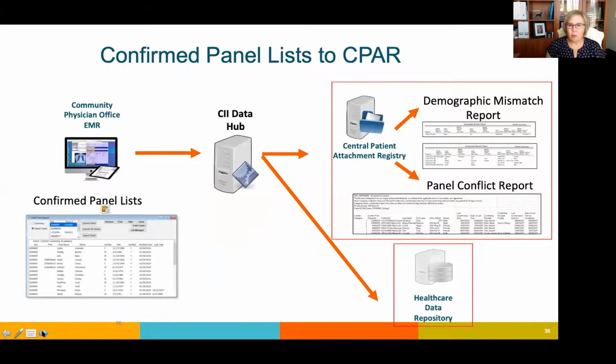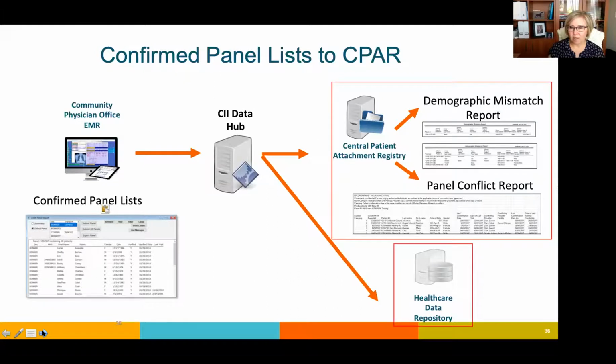All right, so now we're on to the third type of information that can be sent from MicroQuest to the Central Patient Attachment Registry, and those are the panel lists. They get uploaded on a monthly basis. There is manual work that has to take place. I'll show you that. Once a month, those panel lists go from the EMR through the Data Hub to the Central Patient Attachment Registry.